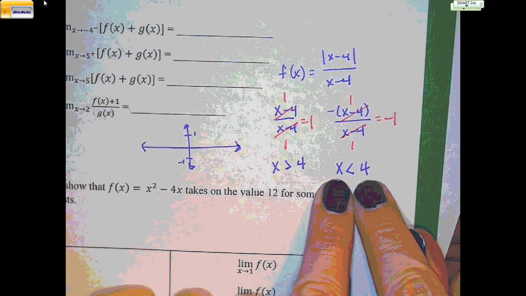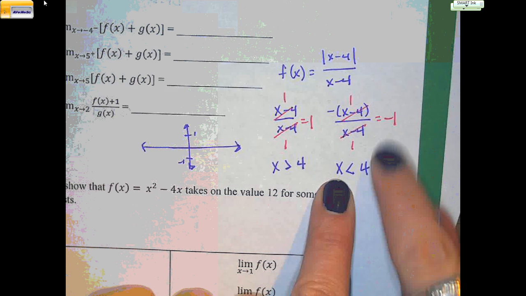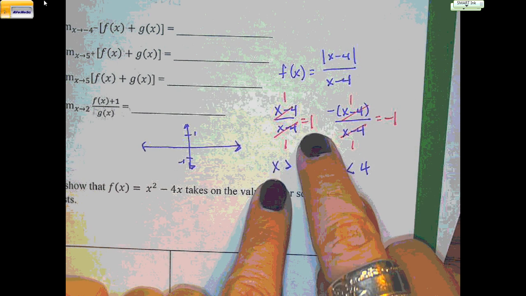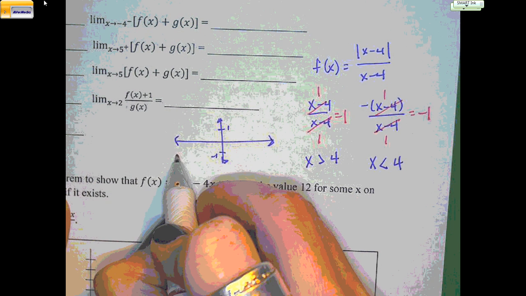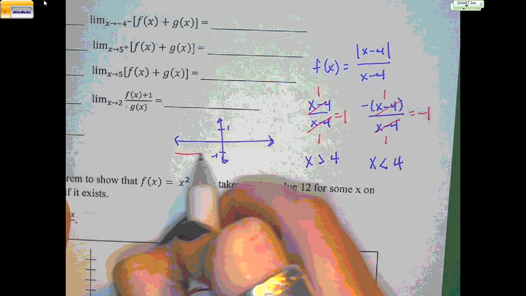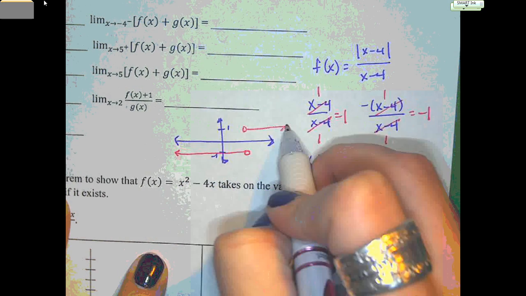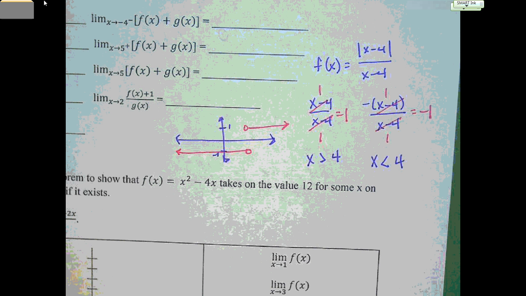So as long as the x is less than 4, if you plug it in, you're going to get negative 1. As long as the x is greater than 4 and you plug in the answer, you're going to get 1. So here's what the graph looks like. We are coming up on 4, and everything's negative 1. Starting at 4, all the answers are 1. That's what that graph looks like.